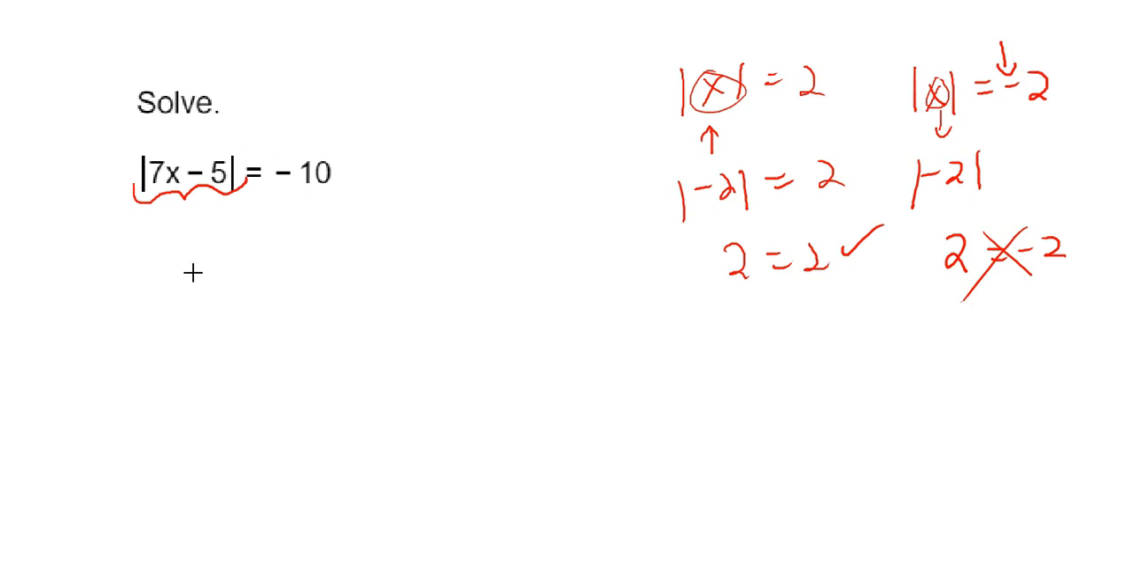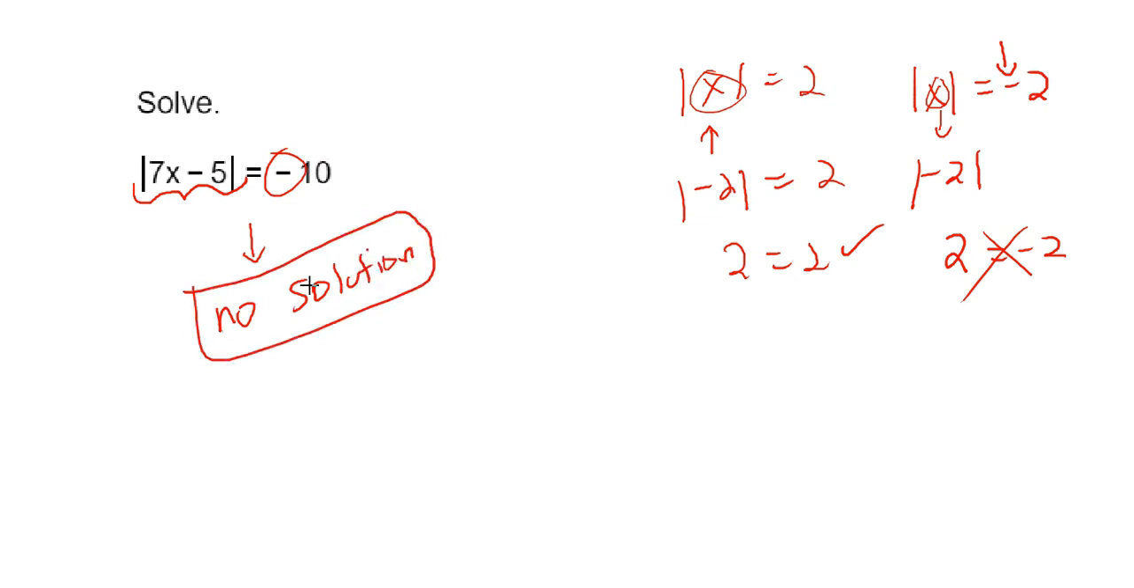They're asking us to do something impossible. There's no way to get the absolute value to equal a negative number. No matter what you plug in here, when you take the absolute value, it's always going to come out positive. So this equation has no solution. So be on the lookout for that. There's going to be at least one problem on the homework where that happens. So an absolute value can never equal a negative number.